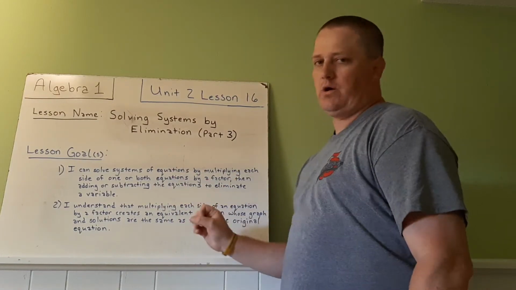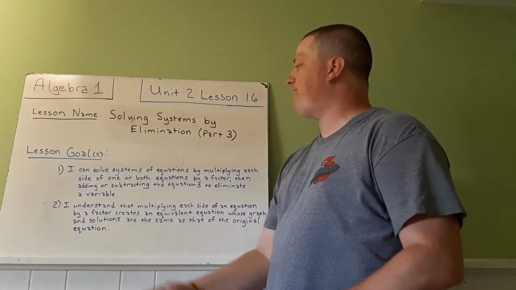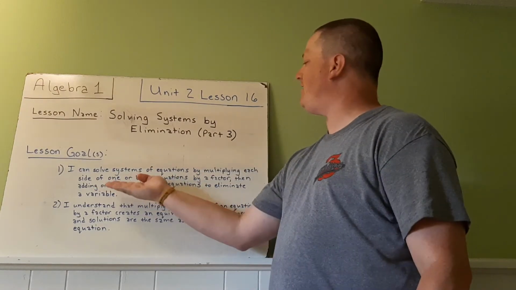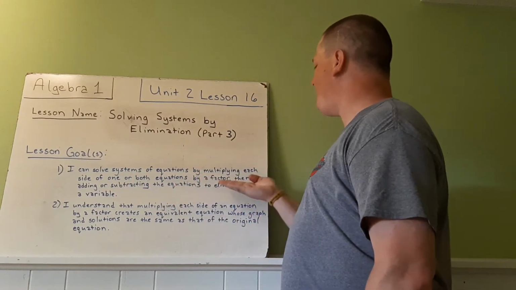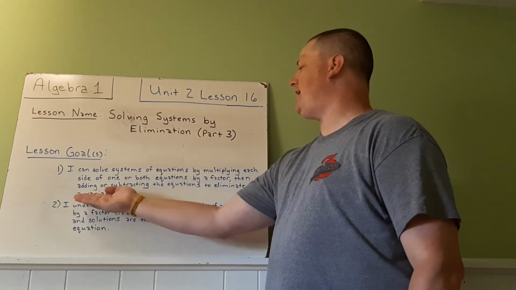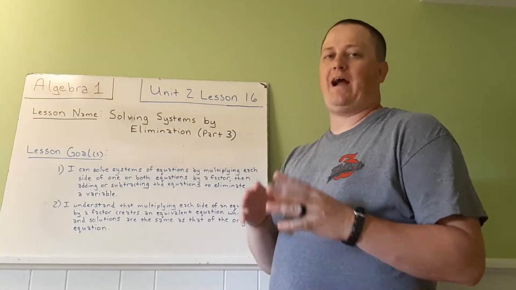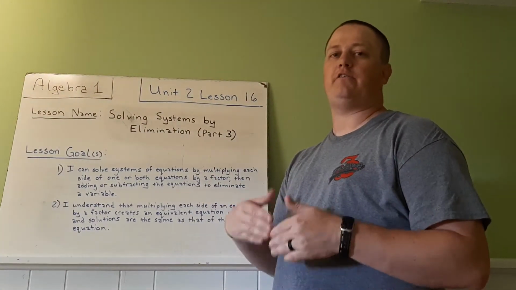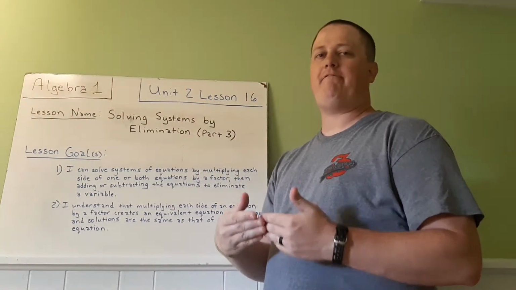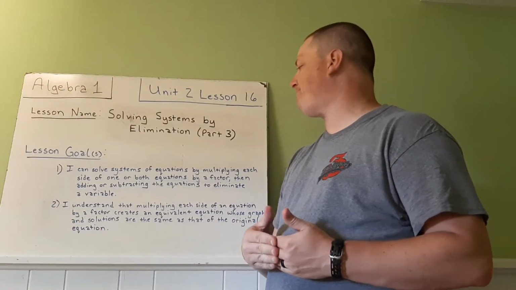They're kind of longer worded, so if you need to, pause as I go through them to get it written down. I can solve systems of equations by multiplying each side of one or both equations by a factor, then adding or subtracting the equations to eliminate a variable. What this is saying is, if adding and subtracting the equations as they are doesn't eliminate a variable, we're allowed to use multiplication by a factor to create equations that will eliminate.